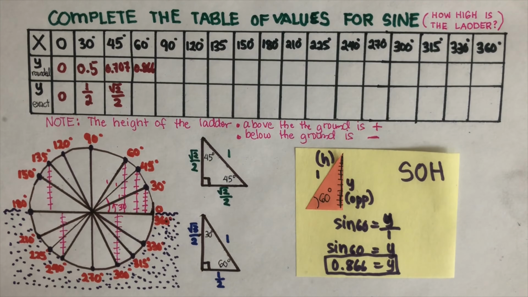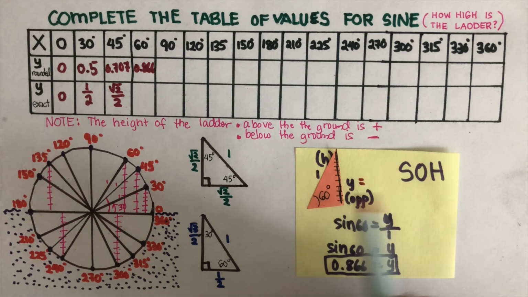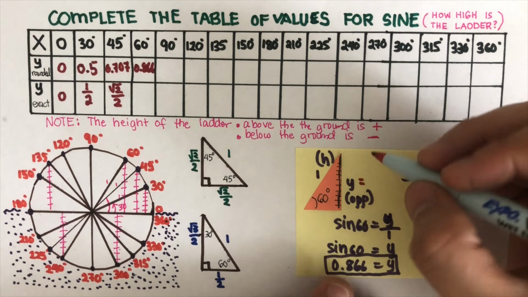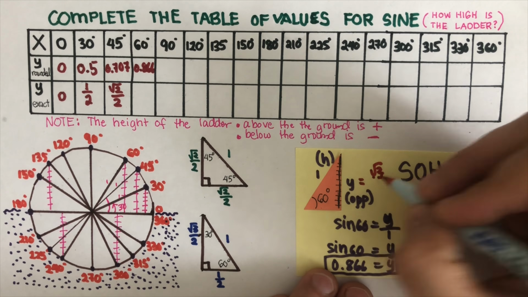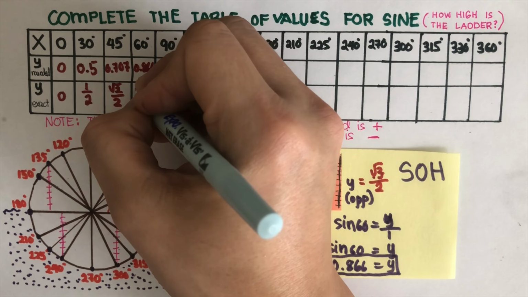0.866. And let's find the exact value for the y. That is 60. We want the y, which is actually the opposite of 60. So I go here to 60. So this is 60 right here. The opposite of 60 is the square root of 3 over 2. Now let's check if the answers are a match.